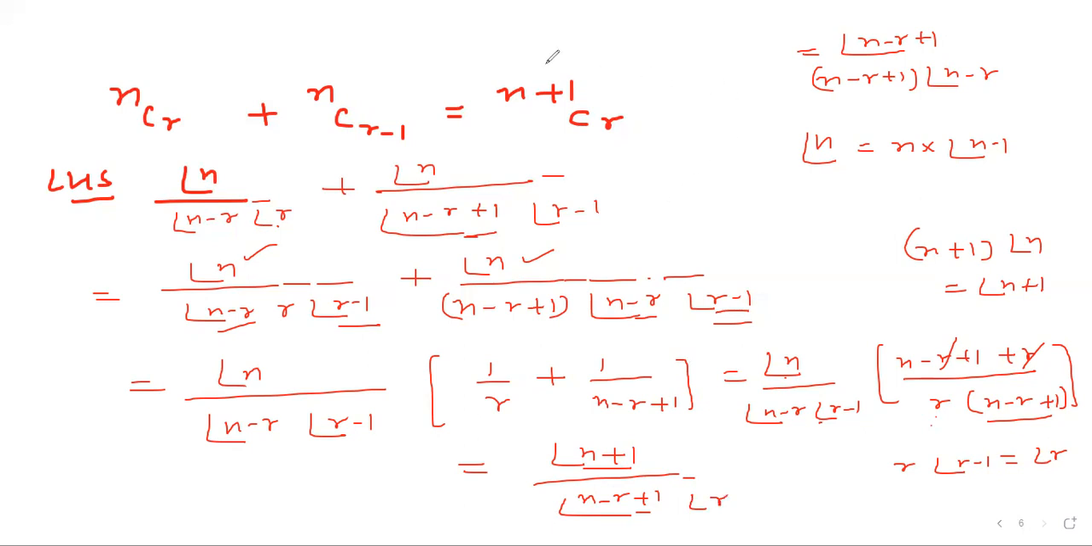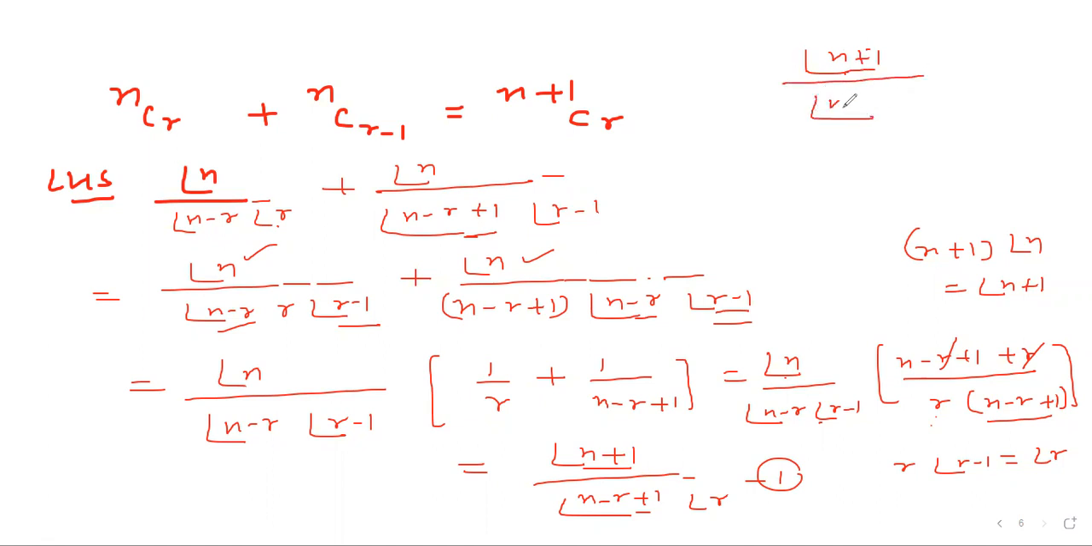Now consider RHS. Suppose this is equation number 1. Now in RHS we have (N plus 1) CR. So we can write it as factorial (N plus 1) divided by factorial (N plus 1 minus R) times factorial R. And this is RHS. So LHS is factorial (N plus 1) divided by factorial (N minus R plus 1) times factorial R. RHS is also the same, factorial (N plus 1) divided by factorial (N plus 1 minus R) factorial R. Hence the result. Thank you.